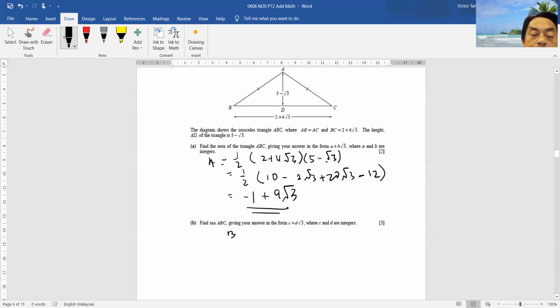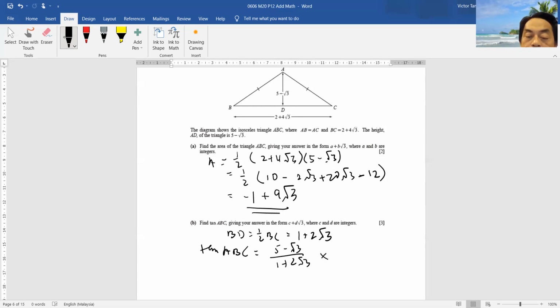Okay. So BD will be half BC, which should equal 1 plus 2 root 3. Tangent ABC equals opposite, which is 5 minus root 3, over adjacent, which is 1 plus 2 root 3. Rationalizing the denominator, you times by 1 minus 2 root 3.